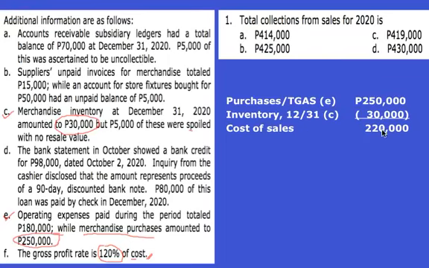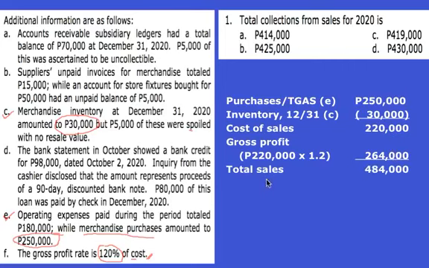Okay? Sold at how much? 120% markup based on cost. So, times 1.2. That's the gross profit. Kaya yung selling price, effectively, 220%. Okay? So, yung selling price, 220%. So, cost of sales plus the gross profit. Total sales.